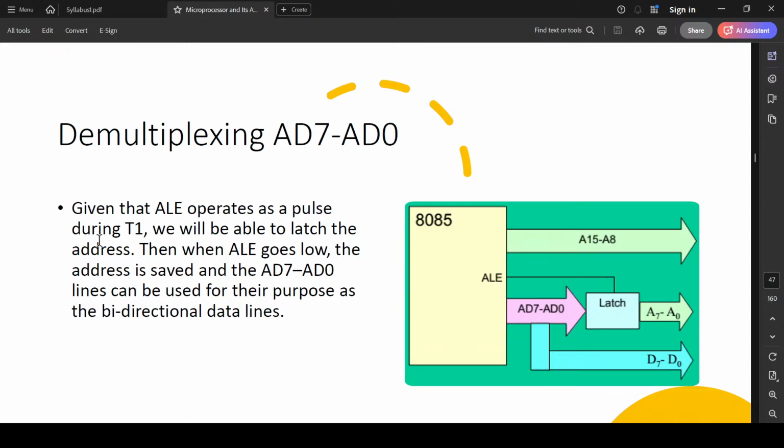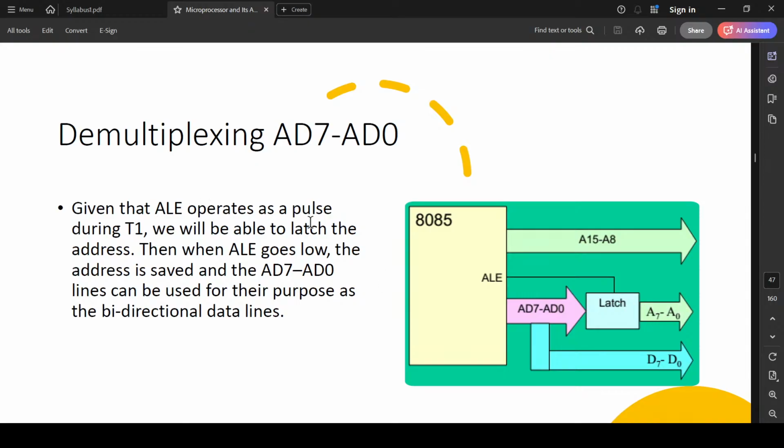Given that ALE operates as a pulse during T1, it goes 1, 0, 1, 0: latch on, latch off. We will be able to latch the address. Then, when ALE goes low, the address is saved, and the AD0 to AD7 lines can be used for their purpose as bidirectional data lines. When it's high, the address will be saved.